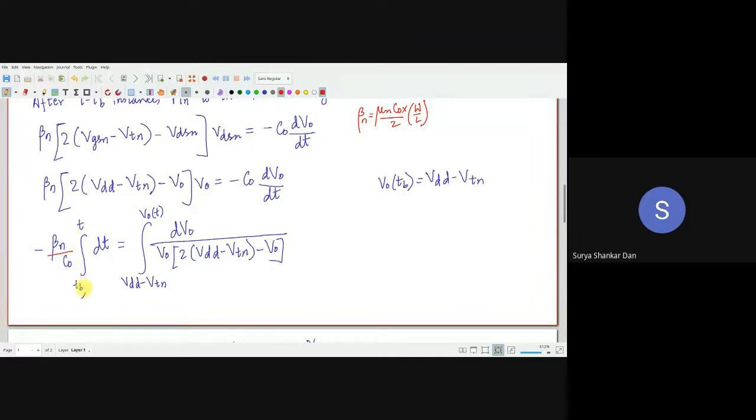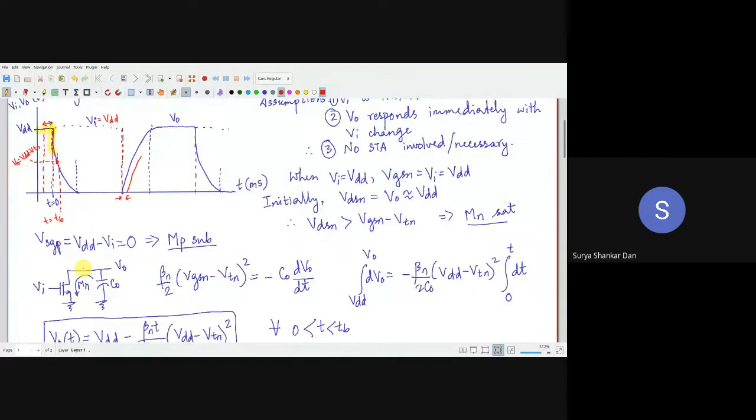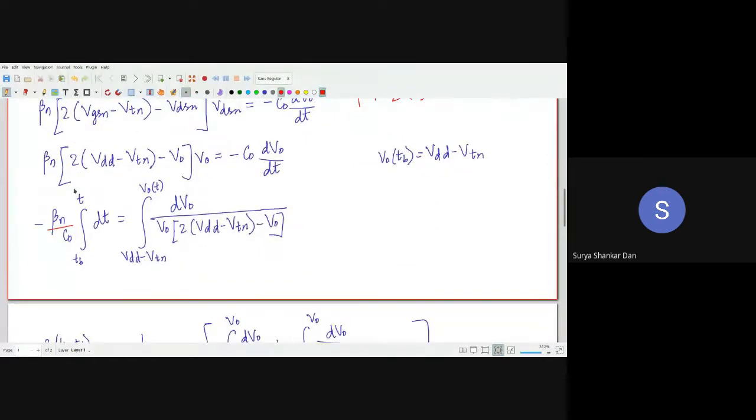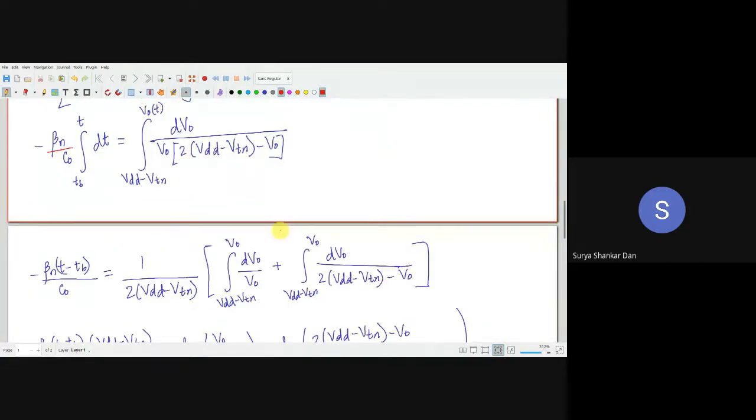Why is it TB? Because the earlier expression is basically only for the saturation region. So only for the linear region, from this point until this point we are having Mn in linear region, right? So from TB to some point in time T, we will find out the TPLH and TPHL from here. TB to T, and here dVO by VO twice this. Then this is T minus TB, there is no problem.